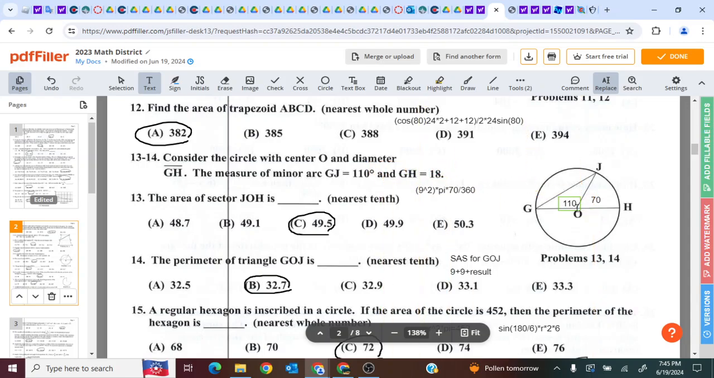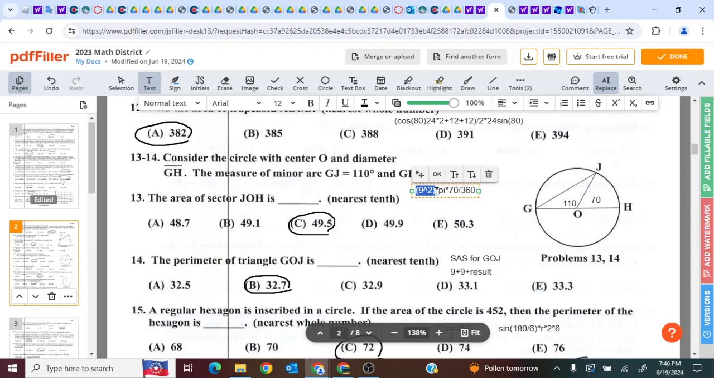So you use the part of the circle formula. Your radius squared times pi is normally what your circle would be. And your part of the circle is 70 degrees over the entire 360 degrees of a circle. So if you do that, then you will get 49.5. This 70 degrees represents 70 out of the 360 degrees in the circle, so that's why you're multiplying by it.